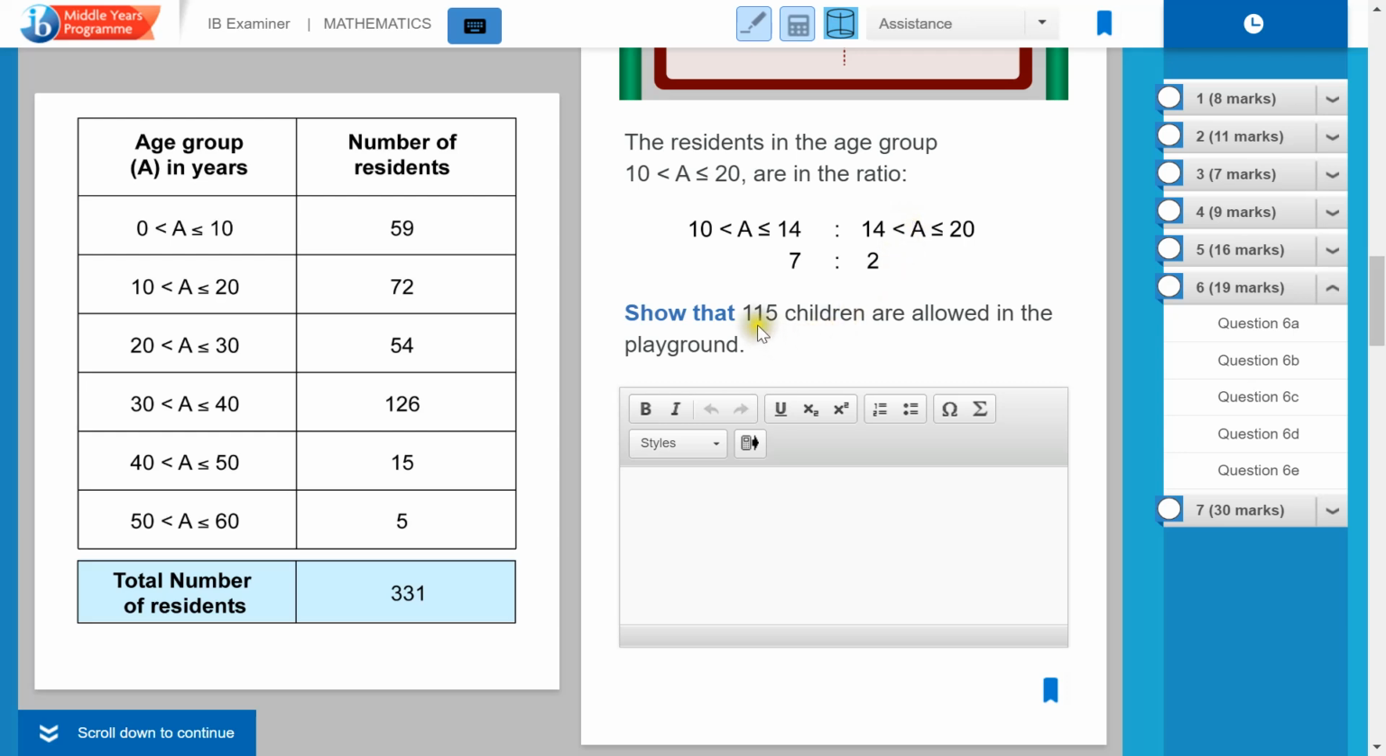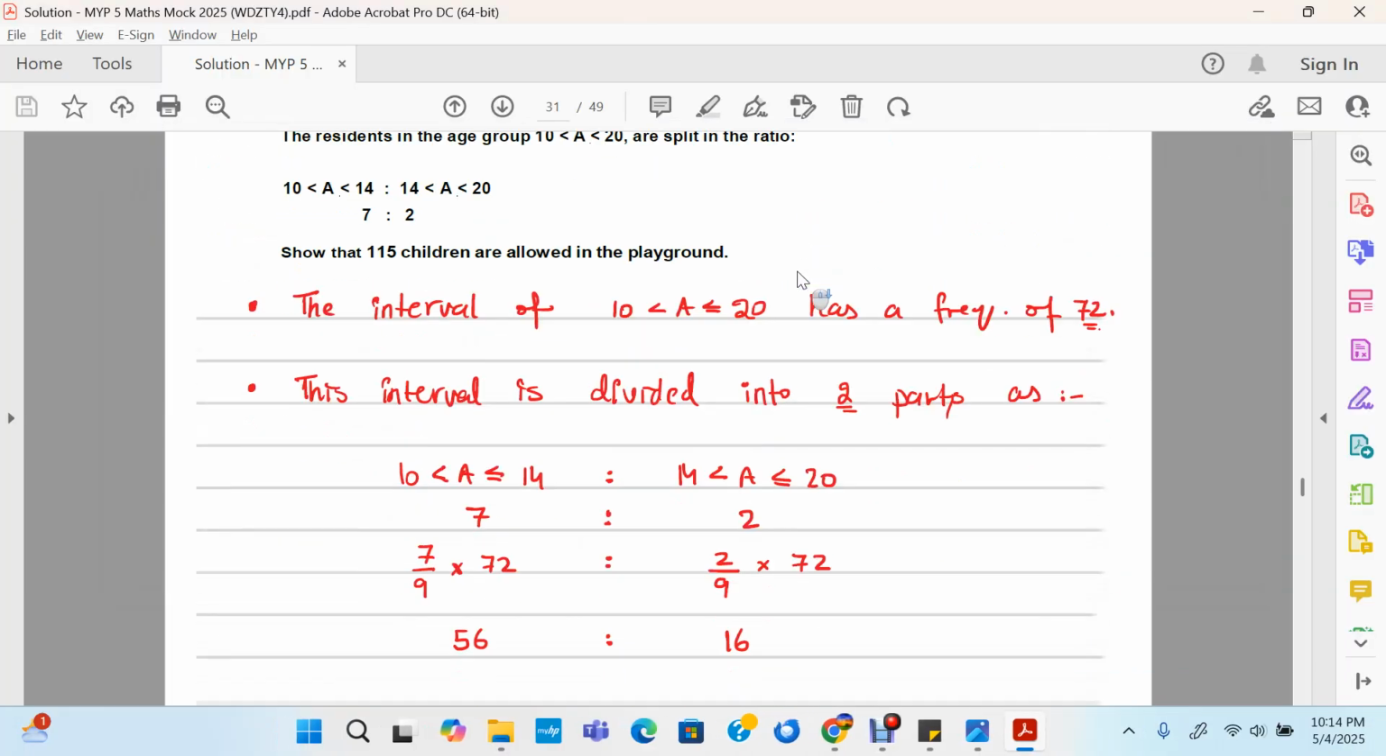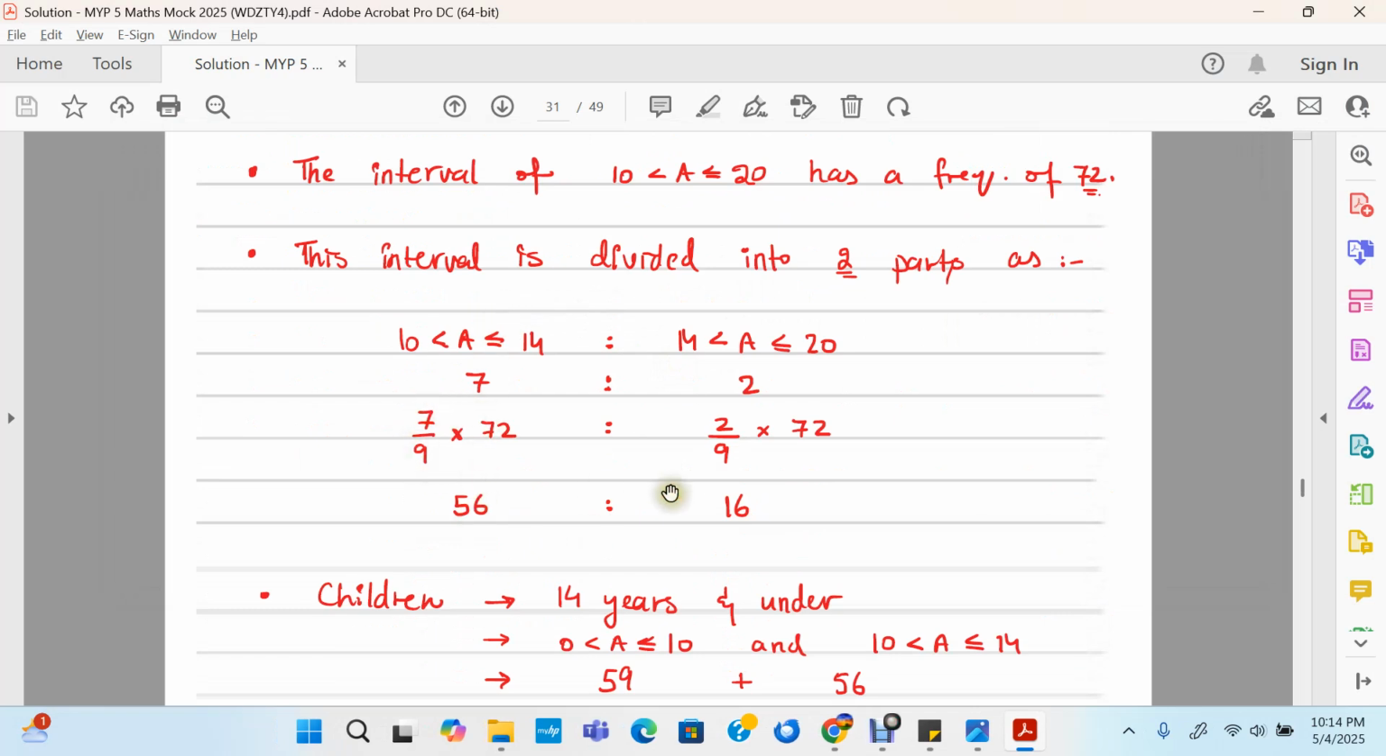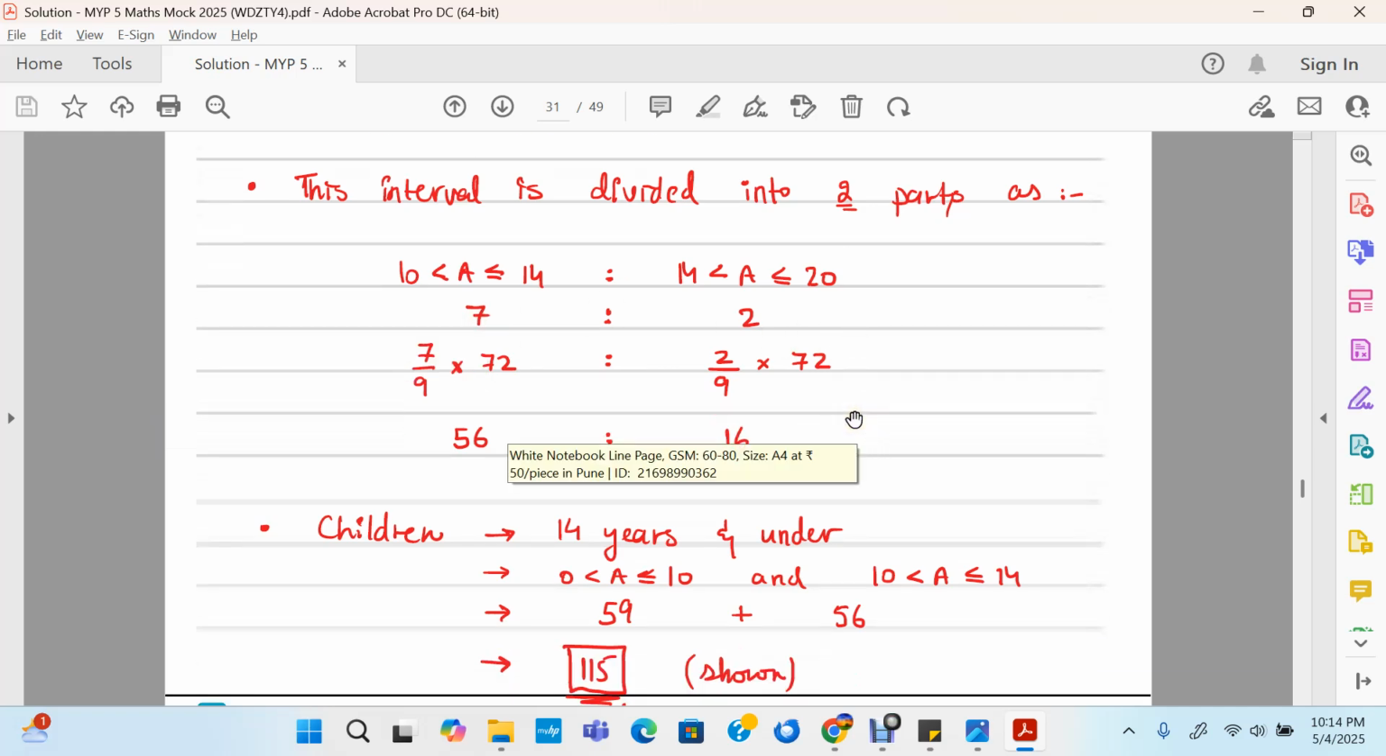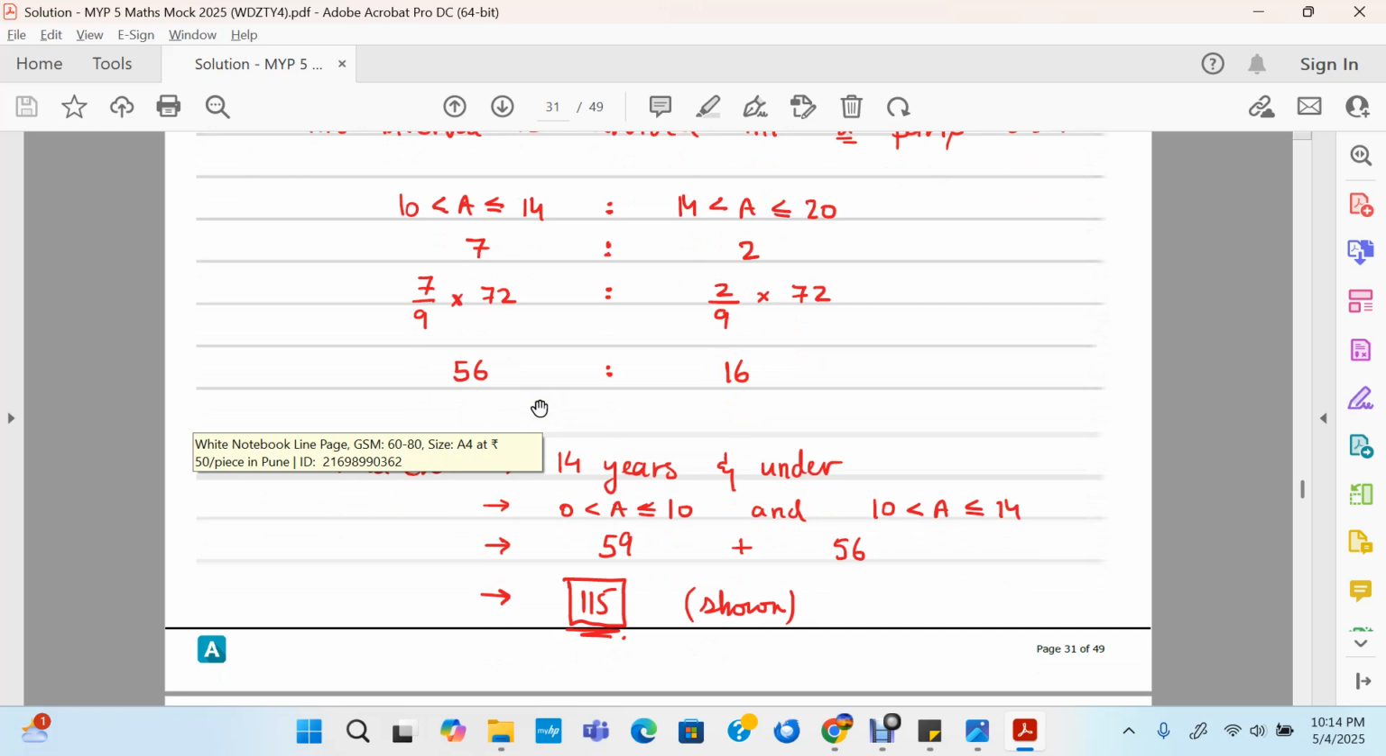So can you tell that the total number of children allowed in the playground are 115? Everybody 14 or below is a child. So 59 plus the people that I spoke about over here, they are all children. So let's see the calculation for this. The interval of this frequency is divided into two parts, that is going to be 56 and 16, and that's basically it. So we have our answer over here.